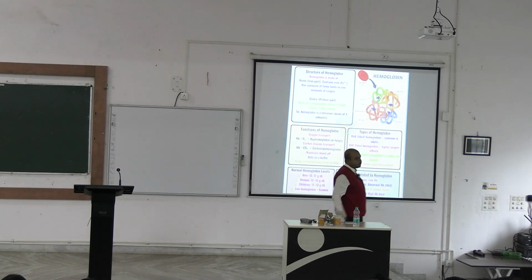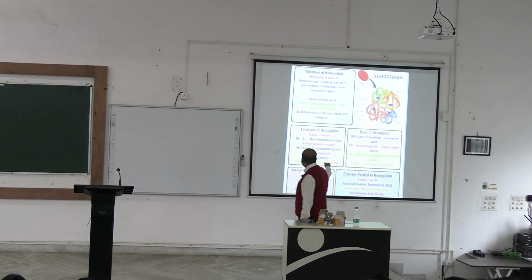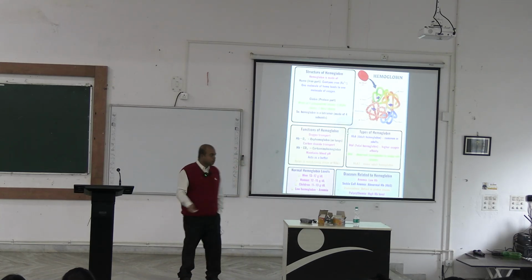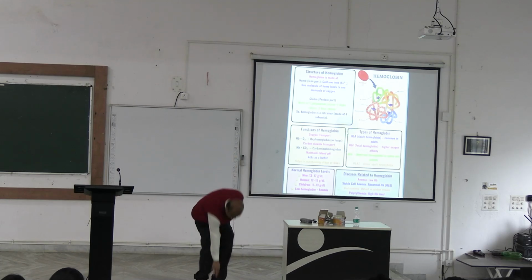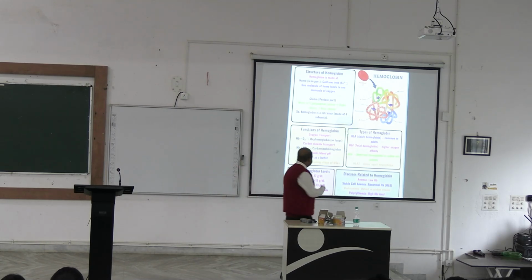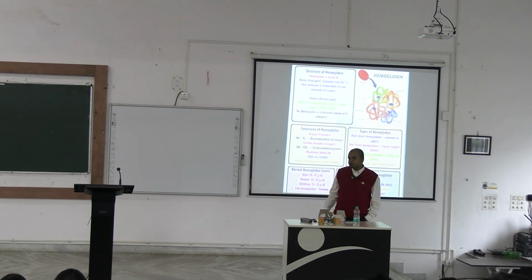Types, what they are saying over here: HbA, HbA2, HbS. These are some variants, some abnormalities, and HbF is fetal hemoglobin, and the difference is in the globin chains. Fetal hemoglobin has higher oxygen affinity, and functions are mentioned. Normal hemoglobin levels are mentioned, which you already know. These vary from author to author.